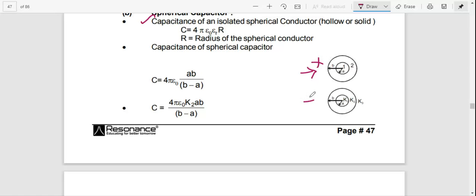If, as we see in the second diagram, we have dielectric medium, we have to use this formula. C is equal to 4 pi epsilon naught K2 into AB by B minus A. Why K2? Because K2 is the dielectric medium present between A and B radius. So it's very important to note this formula.